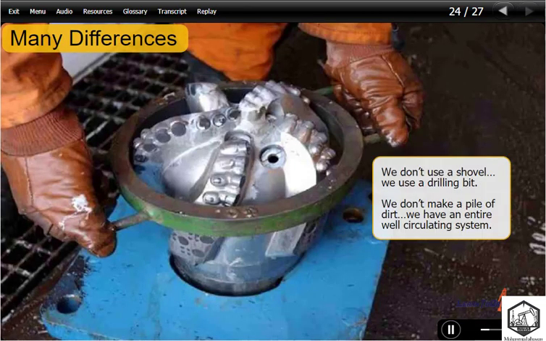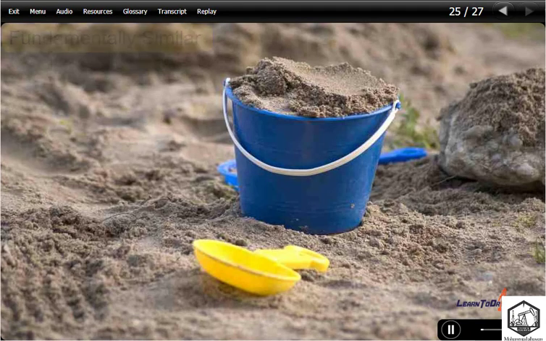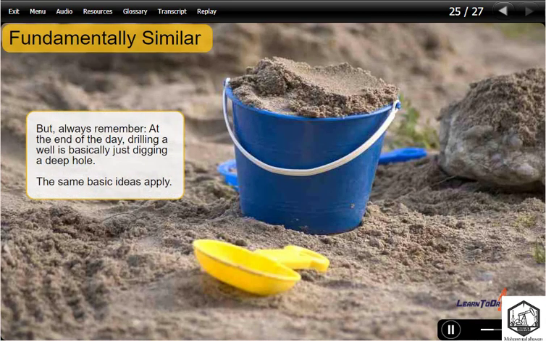We don't use a shovel, we use a drilling bit. We don't make a pile of dirt, we have an entire well circulating system. But always remember, at the end of the day, drilling a well is basically just digging a deep hole. The same basic ideas apply.